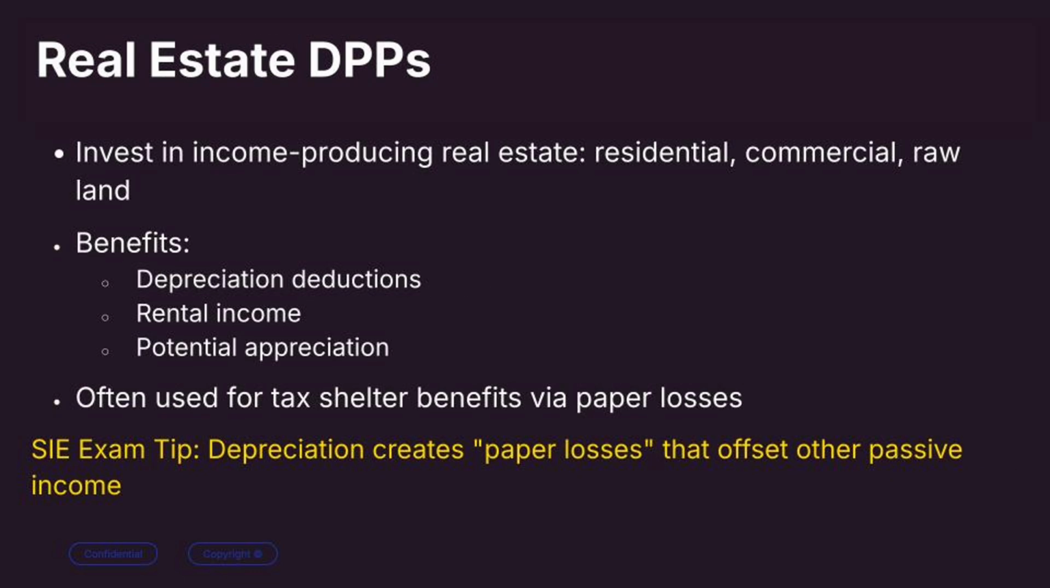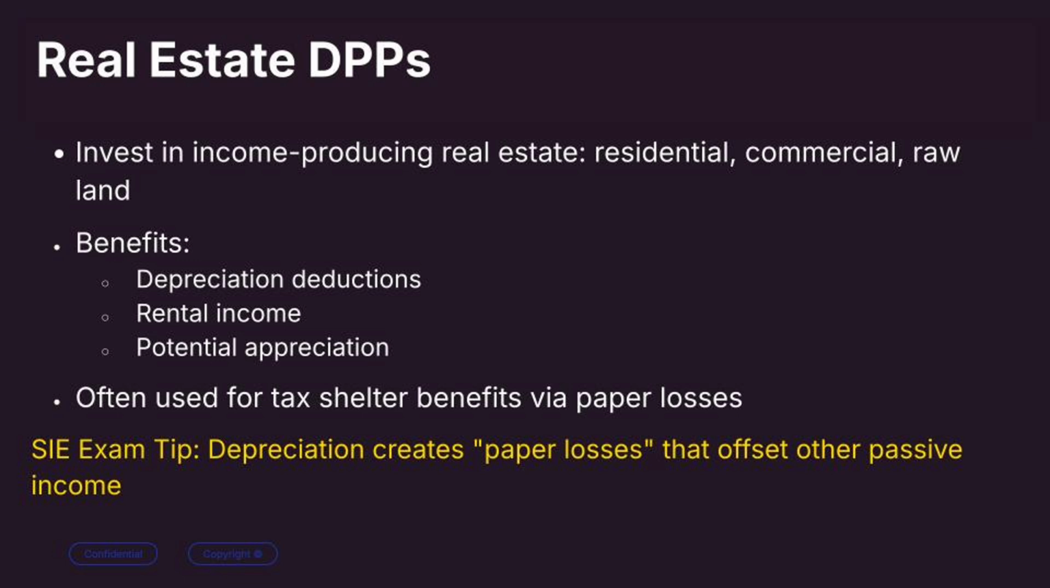Real estate DPPs invest in income-producing property. The income comes from rent, with potential appreciation if the property gains value. But here is the real selling point: depreciation. Tax law lets the partnership deduct a portion of the property's value each year, even if the property is actually appreciating. These are called paper losses, because no real cash leaves the partnership. Those paper losses can be used to offset other passive income for the partner, which is the tax shelter angle.